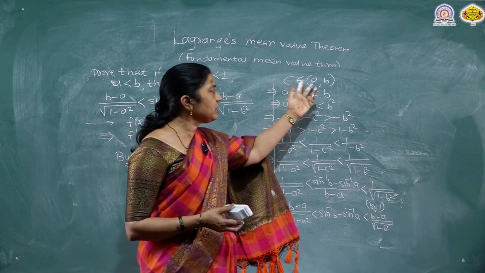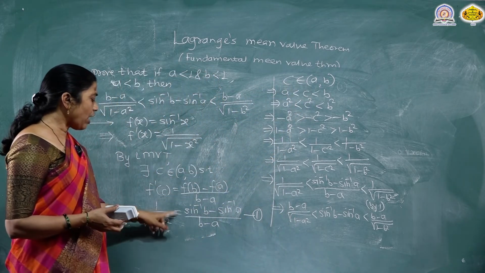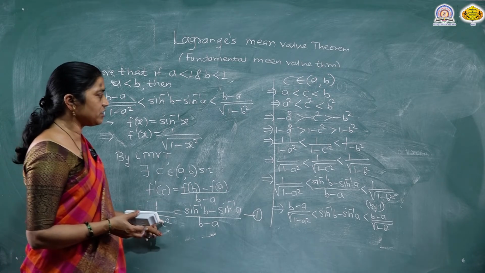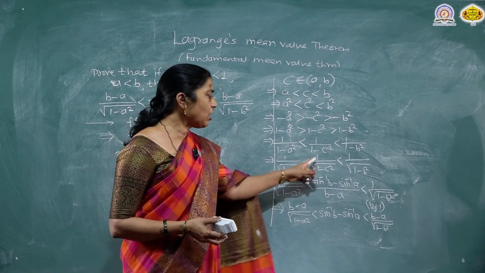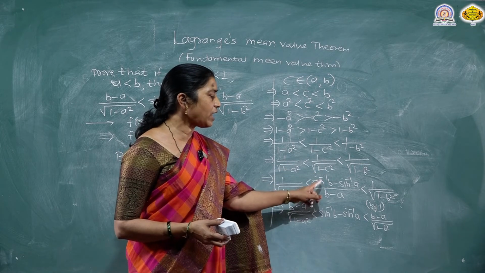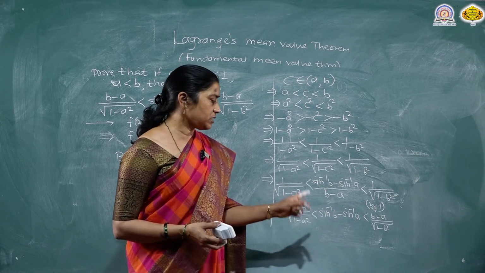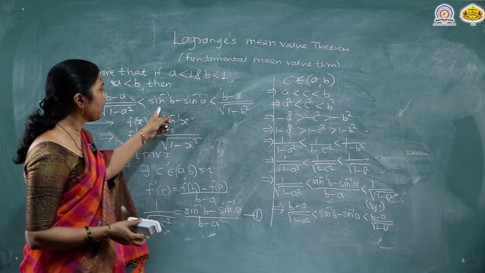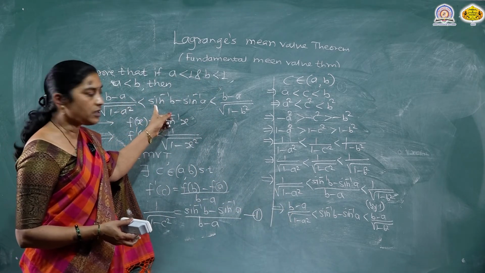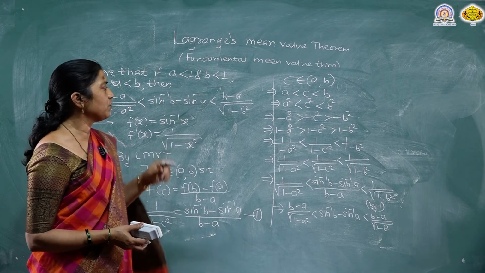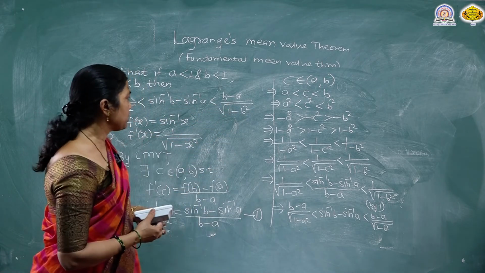As c lies in the interval (a, b), we have the condition we want: the value of 1 upon root of 1 minus c square. Accordingly, we consider the steps and we get the value of 1 upon root of 1 minus c square as (sine inverse b minus sine inverse a) upon (b minus a). So we are able to prove that (b minus a) upon root of 1 minus a square is less than sine inverse b minus sine inverse a, which is less than (b minus a) upon root of 1 minus b square.